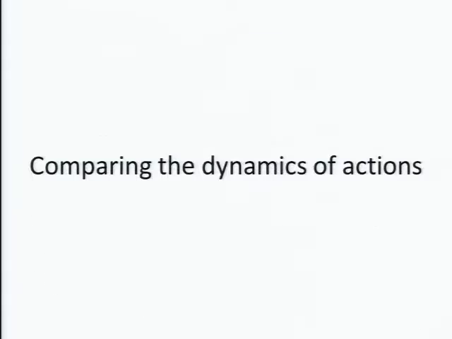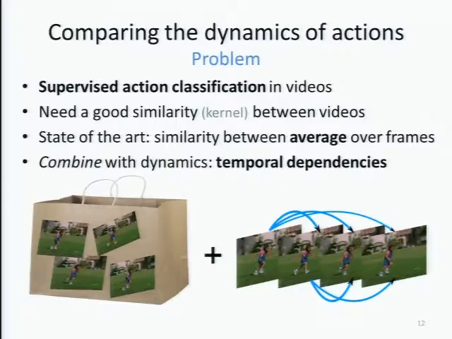Okay, so this second part is about comparing the dynamics of actions. So here the problem is different. It's more like the traditional classification problem. So we have clips of short duration, and we are asked the question, is there this action, are people falling in there, yes or no? Okay, so it's classification, not detection anymore here. And what we want to do here is to define a good similarity, or a good kernel, between videos that can compare videos, right?